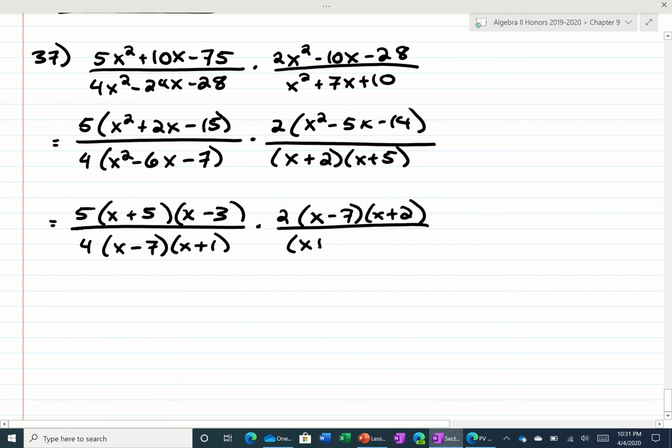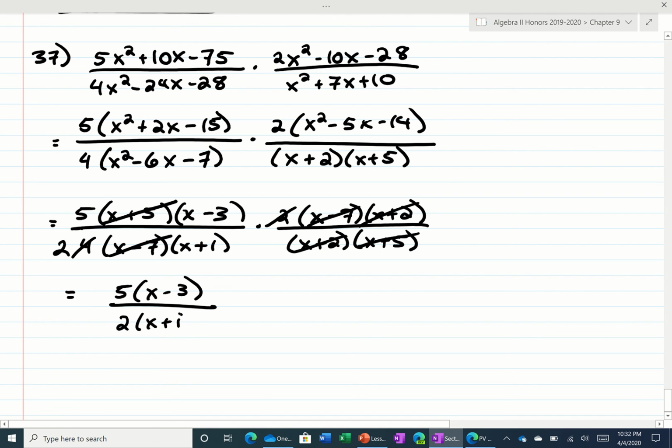And now the fun part begins. Let's hack away some of these common terms we're multiplying and dividing by. Boom, boom, boom, boom, boom, boom. 2 goes into 4 actually twice. So it looks like we're just left with 5 times x minus 3 divided by 2 times x plus 1. So it's kind of fun once you get it down to factoring and you could cancel everything out. It turns into a good time.